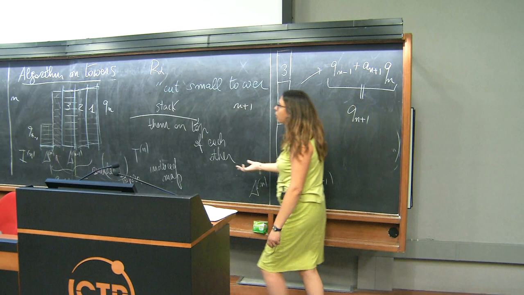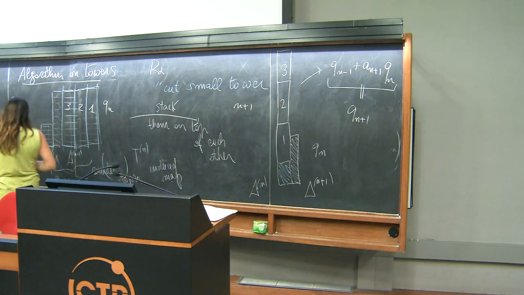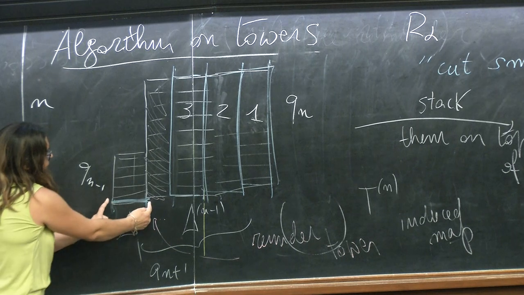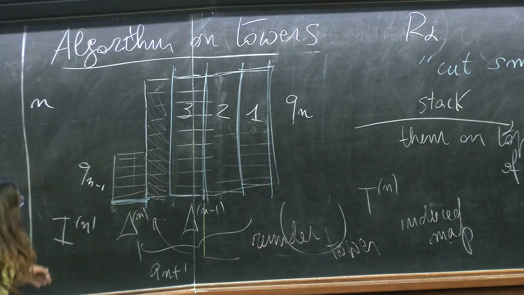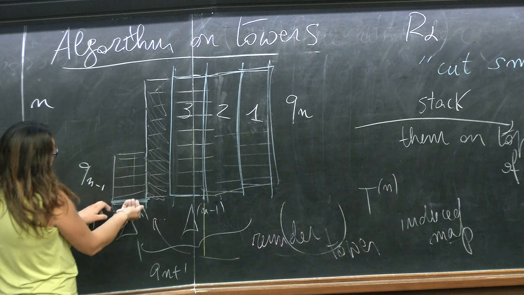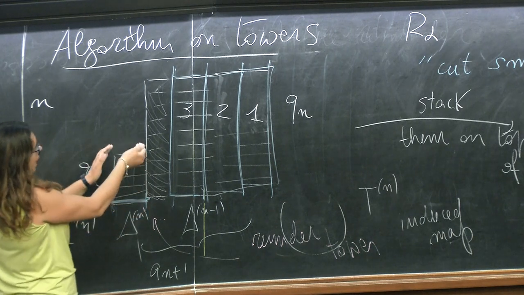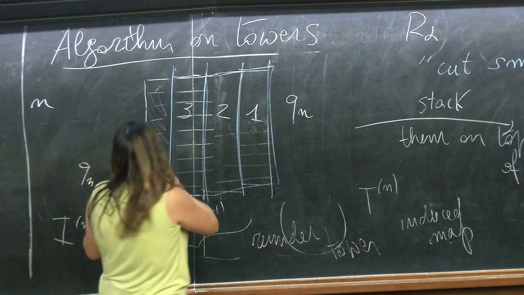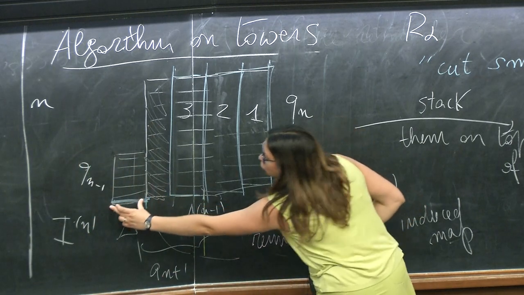And why does it work? Why this cutting and stacking? I'm doing nothing else than following the dynamics. Because if I start from the small blue, my rotation moves me up. And then where do I come back? Well, I have to go back according to the exchange.